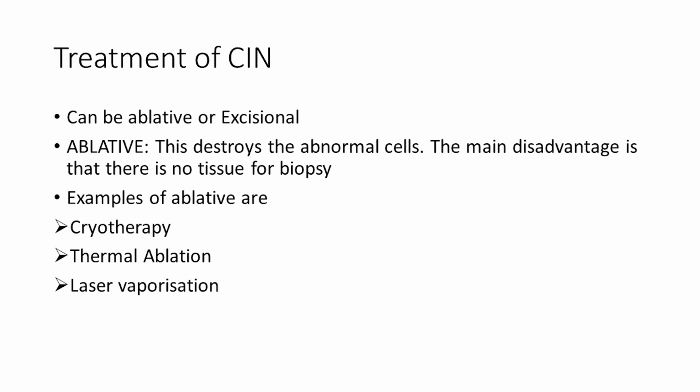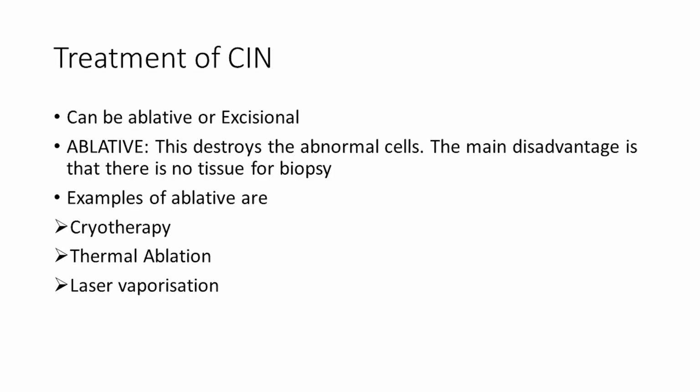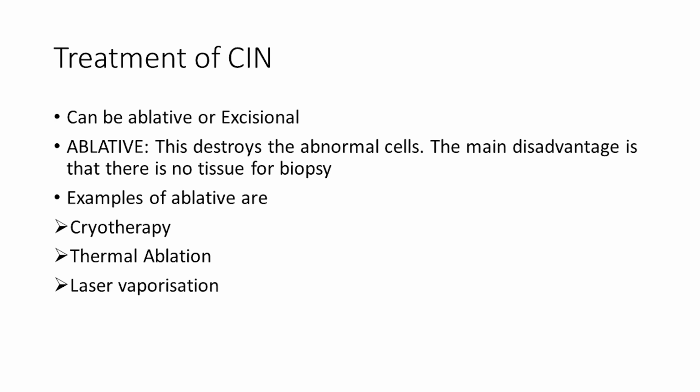There are two main methods of management of CIN. It could either be ablative or excisional. In the ablative method, we are destroying the abnormal cells in the transformation zone right there on the cervix. The main disadvantage of this method is that no tissue is obtained for biopsy. There are many ablative types. These include cryotherapy, thermal ablation, and laser vaporization.